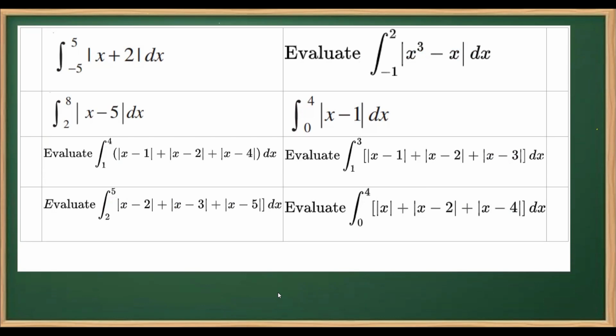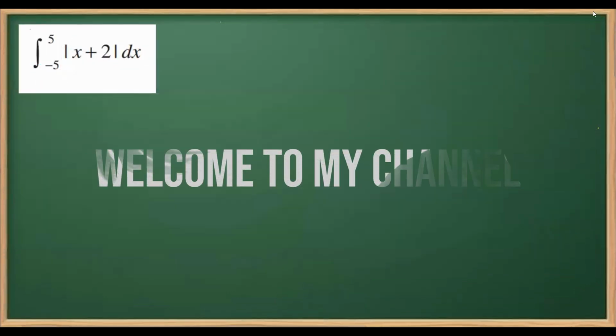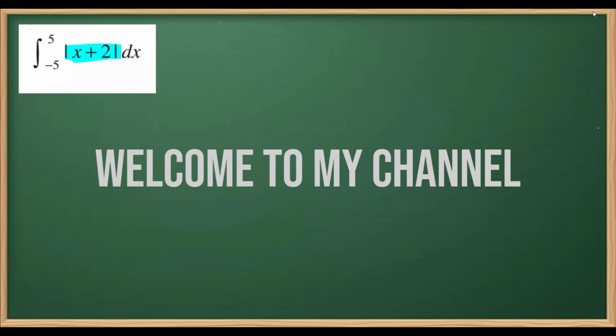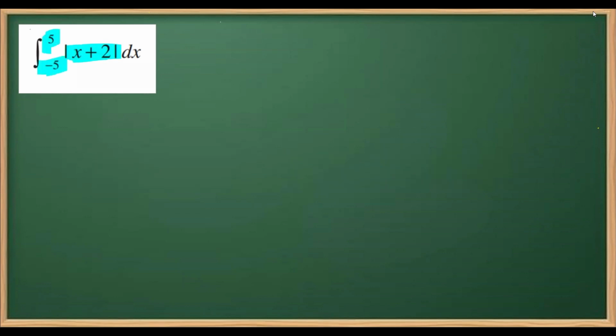There is a common method of solving all these questions, and that's why I'm going to solve them all together. If not all of them, at least I'll be solving one question of each type. So let's begin with the first question. I'll go for this one. In the first question, we have the function modulus of x plus 2, and the limit is minus 5 to 5. Then we have to evaluate it.